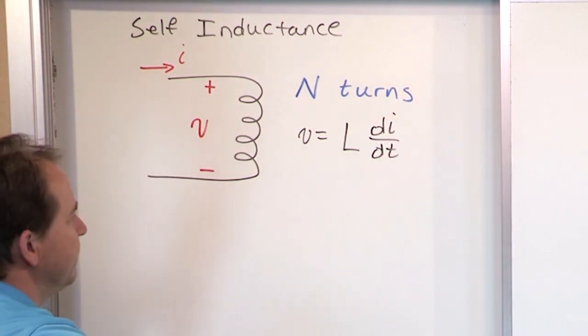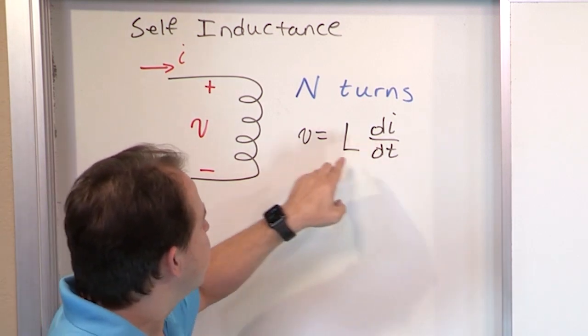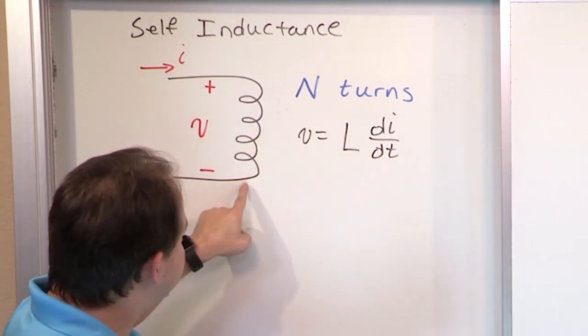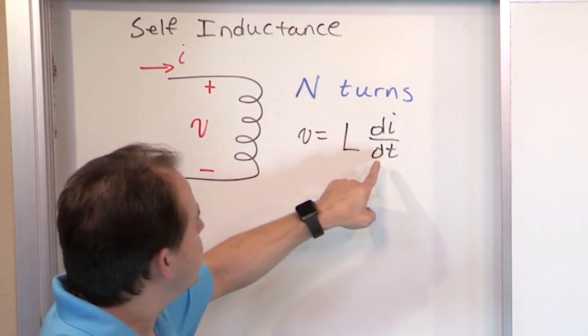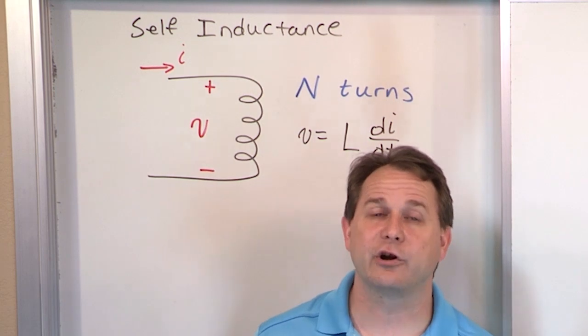Now, you should all know what this means, but if you don't remember, di/dt just means derivative. It means the voltage is proportional to the inductance. We call that L, right? But it's also proportional to how much the current is changing. Di/dt obviously is how much the current's changing.